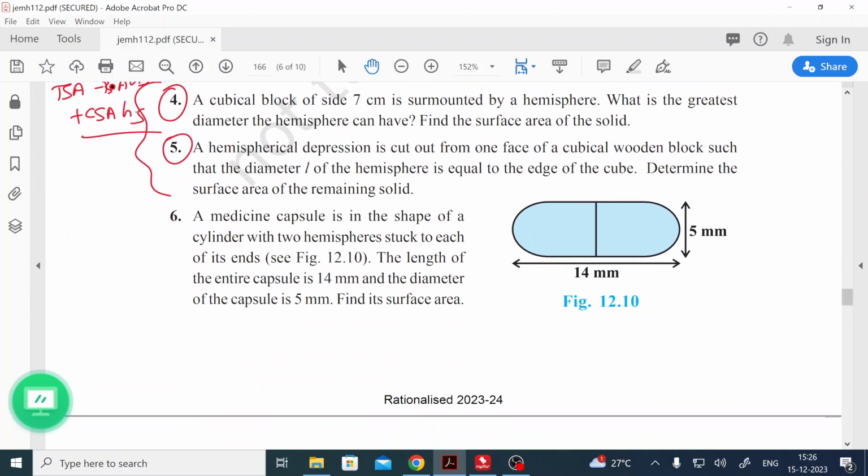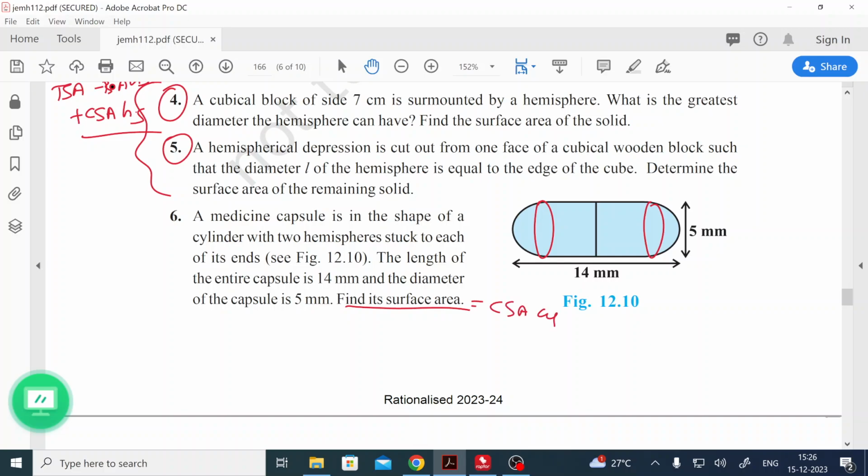And question number 6, a medicine capsule, find its surface area. Combination in the sense, don't go towards total surface area like that, don't imagine. It's a combination of 2 shapes. One hemisphere this side and there also there is a hemisphere. How many hemispheres then we have? 2 hemispheres.